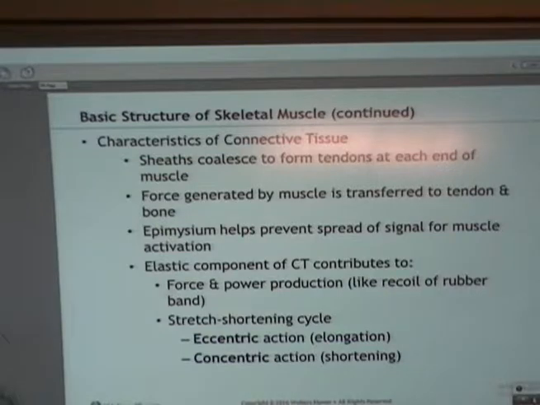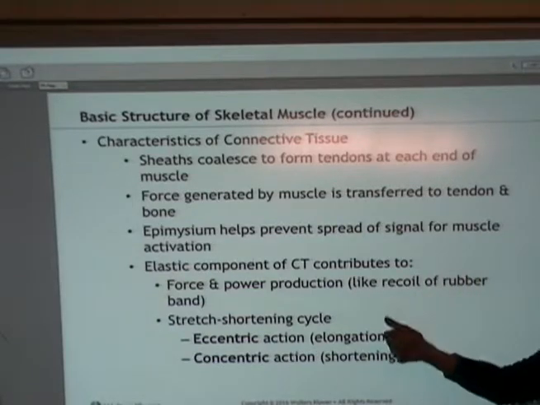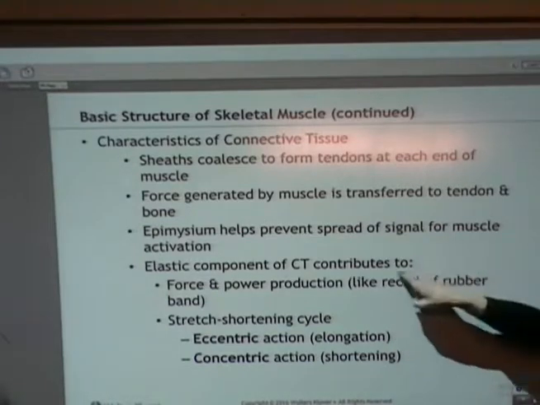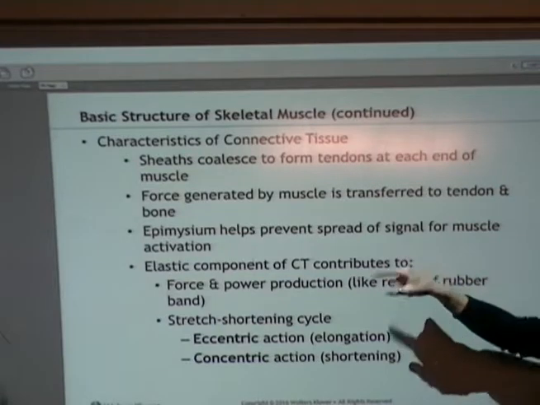Now, there's some argument about stretching before a power event, because some studies have indicated that if you do static stretching before a power event, it reduces power. It's a little bit, we'll come back to it, but it's a little bit equivocal. Some studies say no, some studies say yes. One of the reasons they give for it possibly affecting power is that it reduces this recoil within the connective tissue.